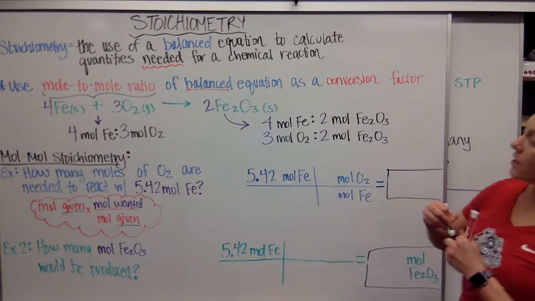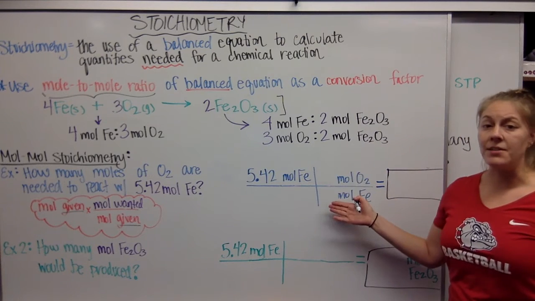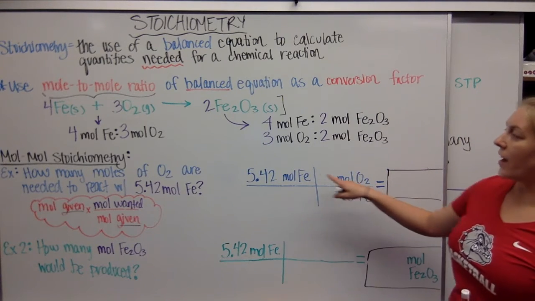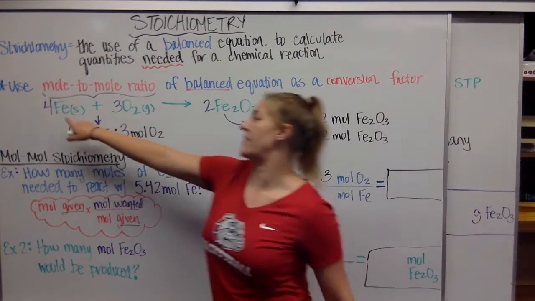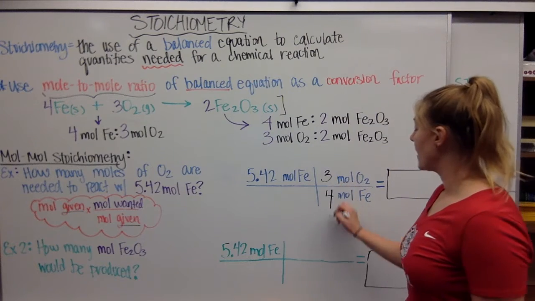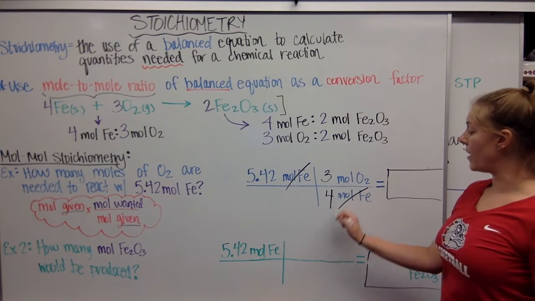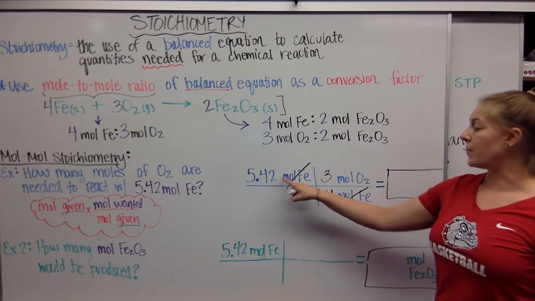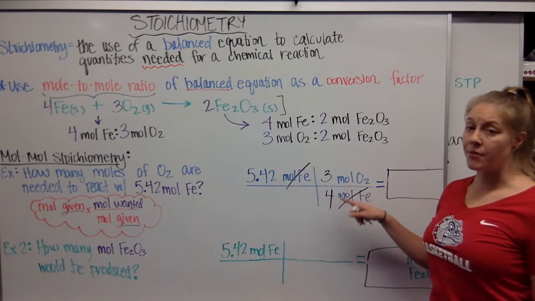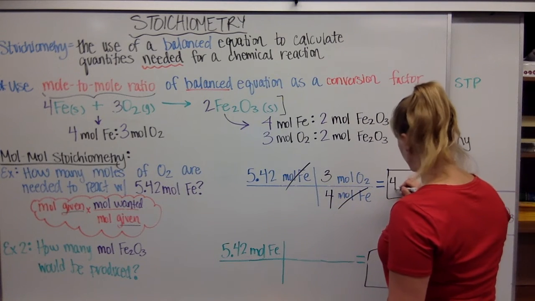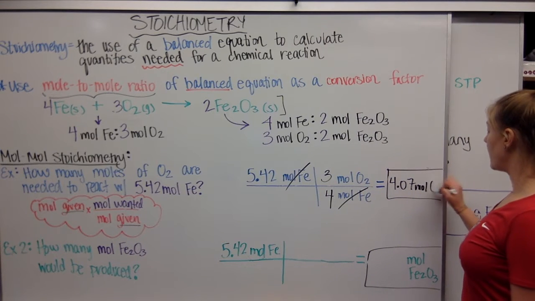Now all I have to do is use this balanced equation and the coefficients I see there to make my mole-to-mole ratio. So 3 moles of oxygen. Moles of iron, I see, is 4. Okay? So 5.42 moles of iron. Moles of iron is on top and bottom, so it crosses out. I multiply everything across the top and I divide by everything on the bottom. So 5.42 times 3 divided by 4 is going to give me 4.07. And the unit that I'm left with here is moles of oxygen.